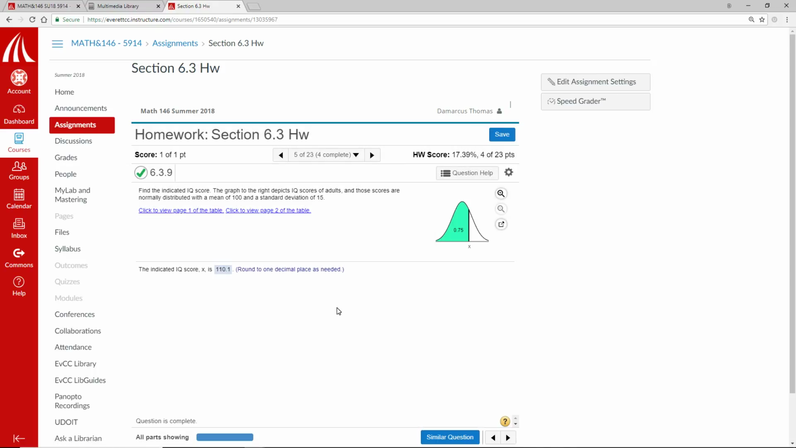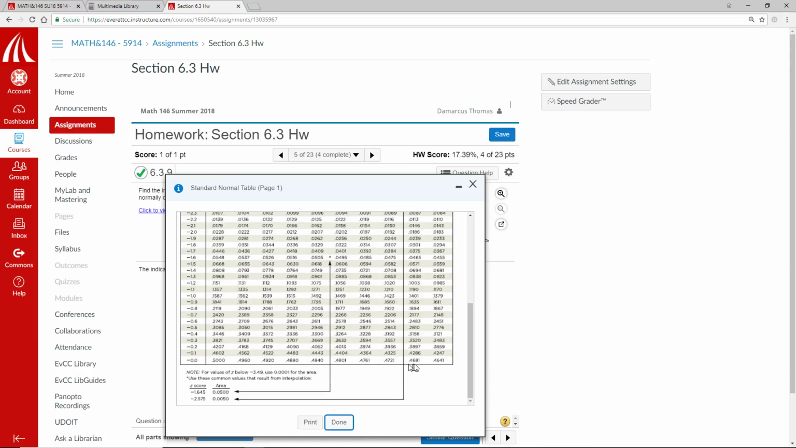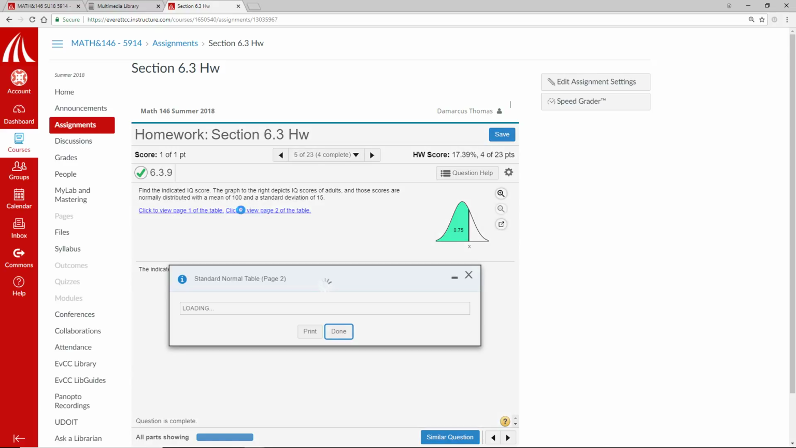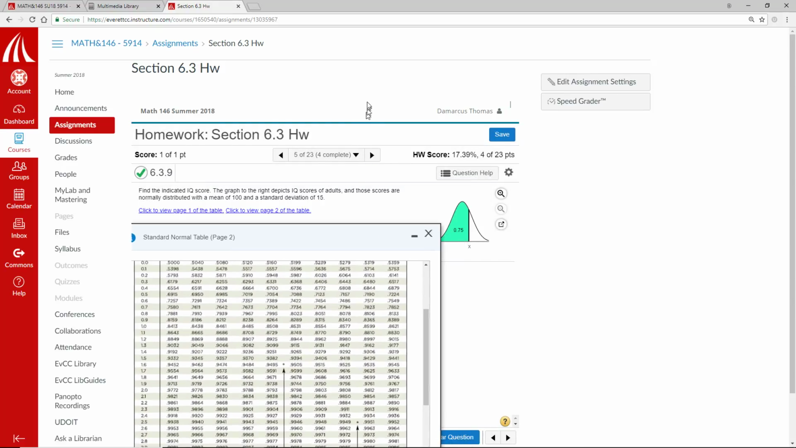Now, what if we wanted to actually do this problem using the table? Well, what I'd have to do is find in my table the area that's associated with 75%. So it's not in this one. Let's check the second page. 75%. I'm looking for 75%. So I just have to comb through this table part and find 75%.